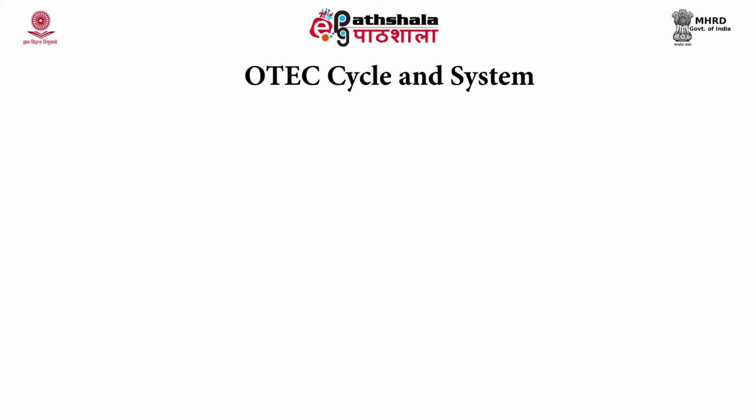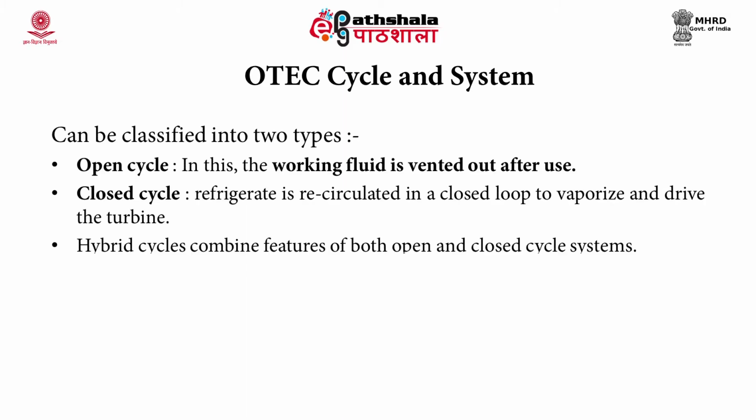Coming to the different types of OTEC system. This can be classified into two types, open cycle and closed cycle. In open cycle, the working fluid is vented out after use. And in the closed cycle, the refrigerant which is used is recirculated in the closed loop to vaporize and drive the turbine. There are some hybrid cycles which combine the features of both open and closed cycle systems.